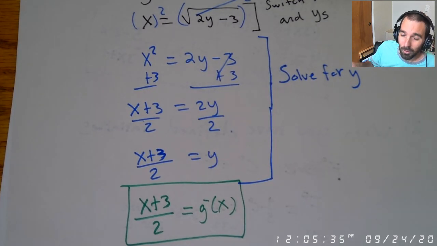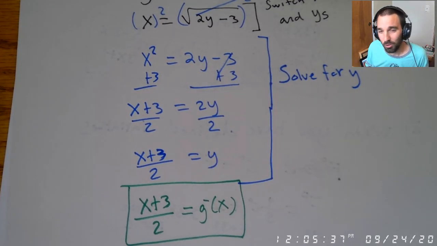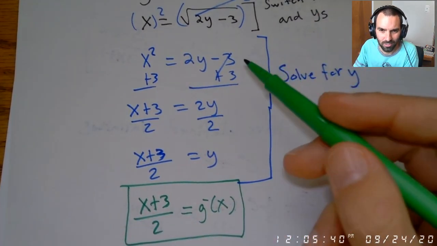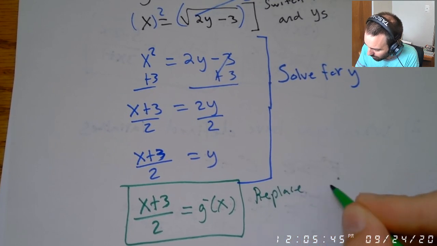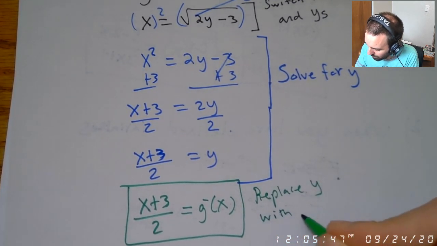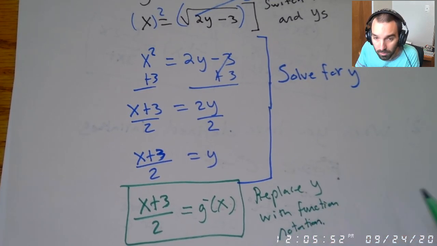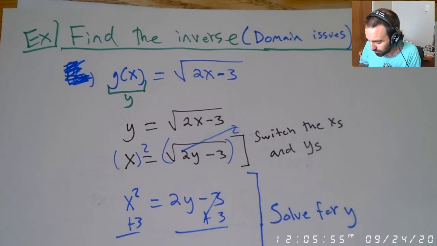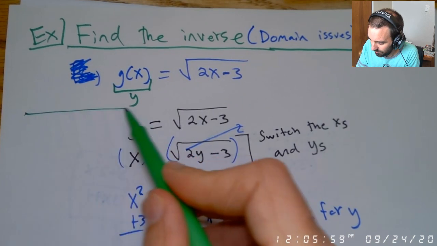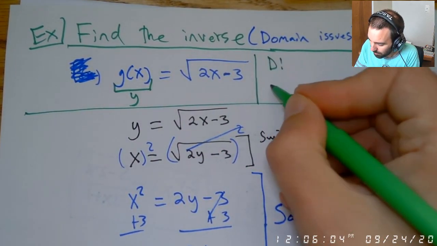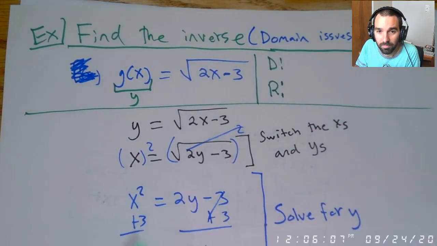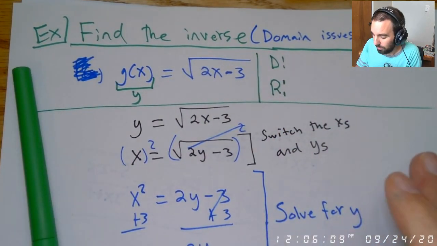So, when you're doing inverses, this is what you do. Go all the way, because the algebra we wanted, right? So what was this? This was replace y with function notation. All right, let's go back here. The key here is we're going to look at our domain and range.